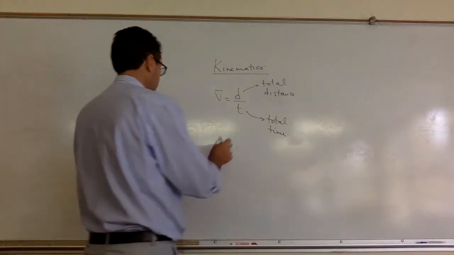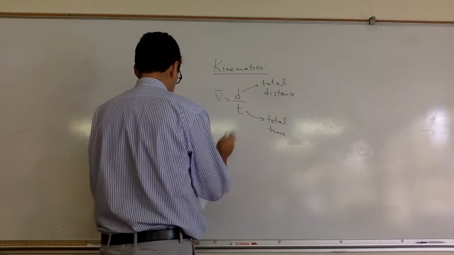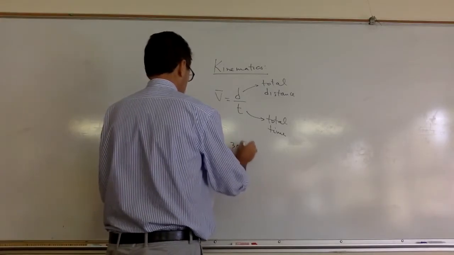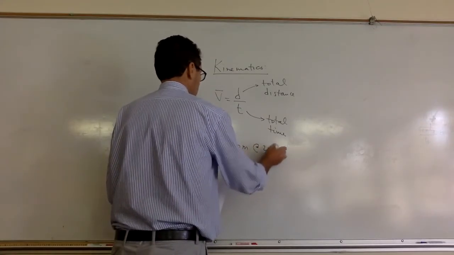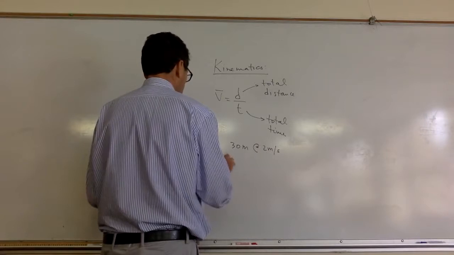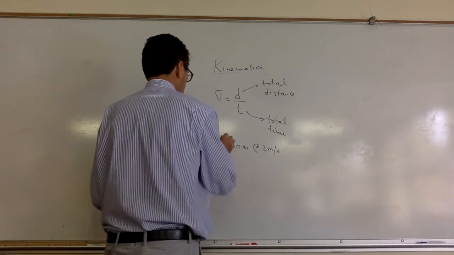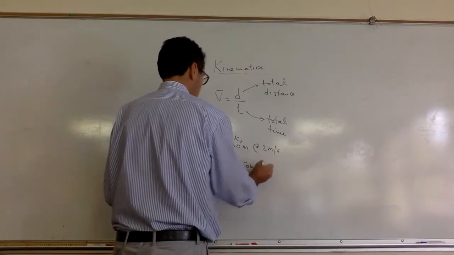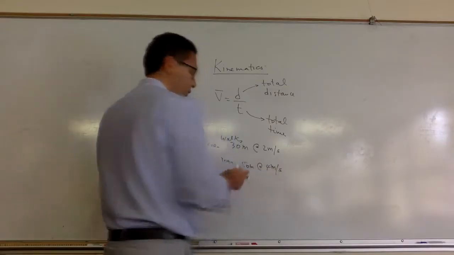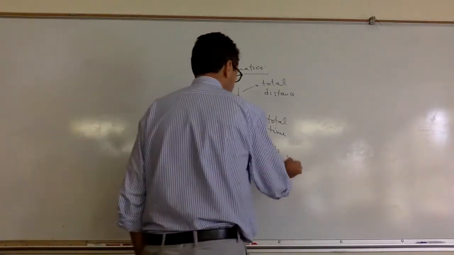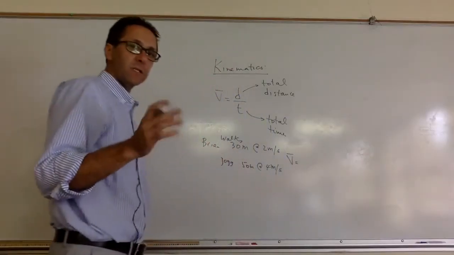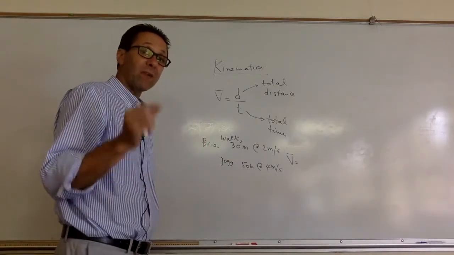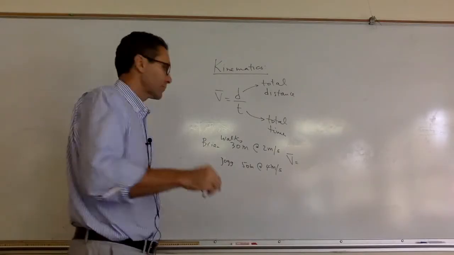So I'll do an example. Let's say Brian walks 30 meters at 2 meters per second. And then he walks 50 meters at 4 meters per second. The question is, find the average speed, not even velocity, speed, which is a scalar quantity. We're just looking at how many meters he covers per second on average, not at every moment.